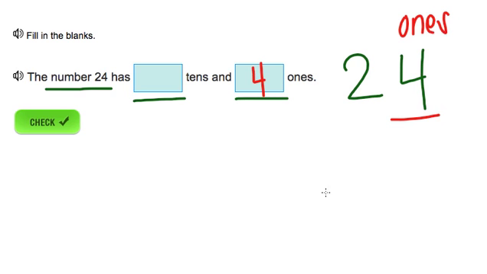Now let's look for our tens place, which is directly to the left of our ones place. We have 2 tens. So the number 24 has 2 tens and 4 ones.